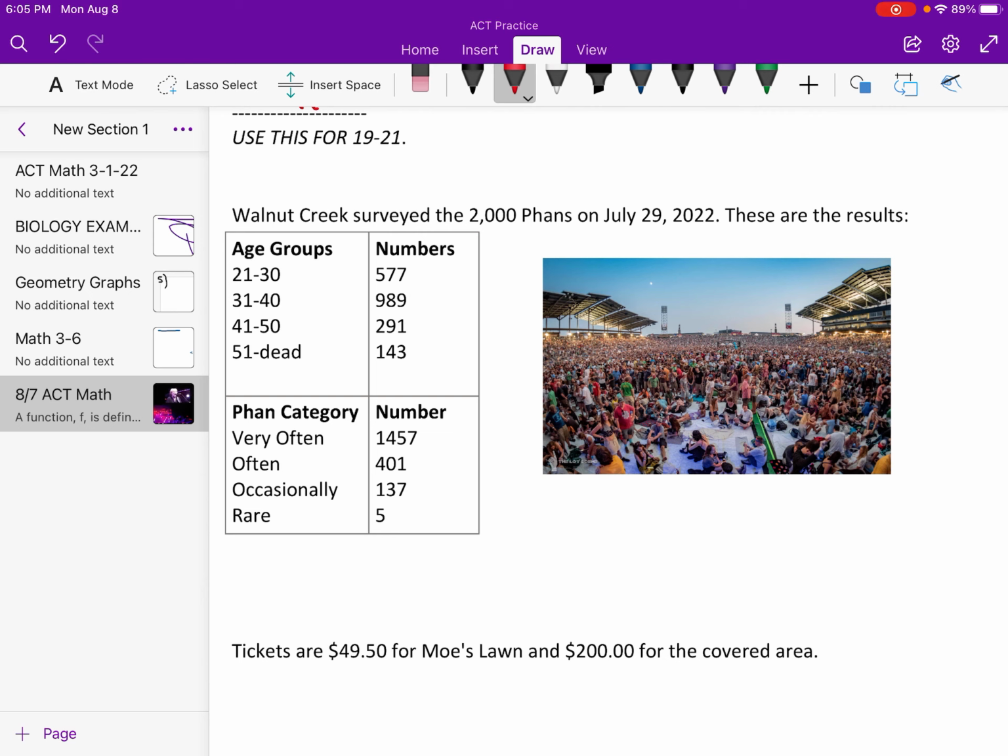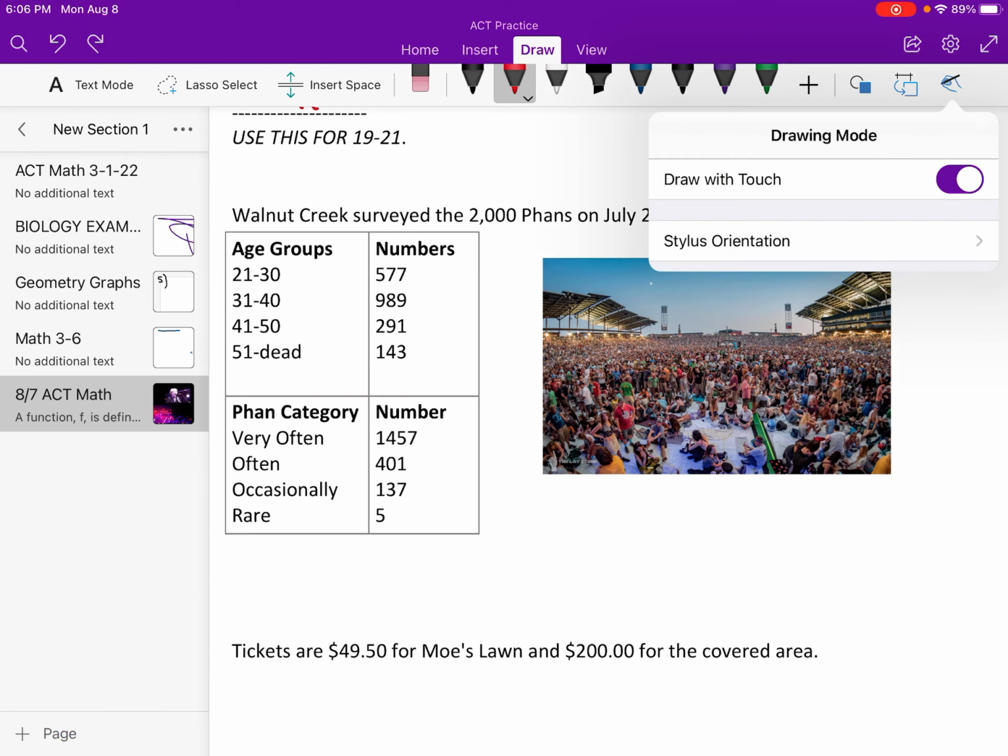Walnut Creek surveyed 2,000 fans on July 29th, 2022. These are the results. Well, just saying, sometimes things don't make sense. You might be like, what are fans? Well, sometimes there's just things that don't make sense. And here's the data for it. We got age groups 21 to 30, 31 to 40, 41 to 50, 51 to... And then we have the fan categories. Very often, occasionally, rare. And there are 2,000 total. If you notice, you add all those numbers, 2,000.